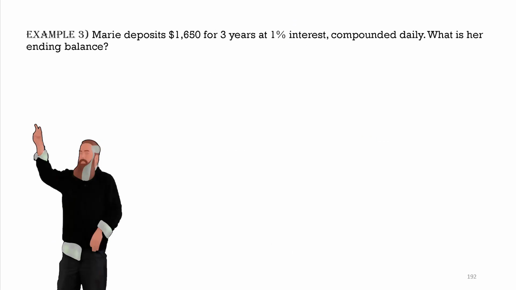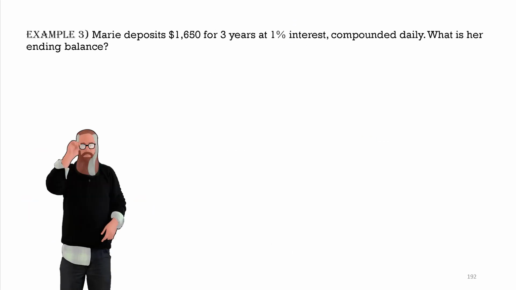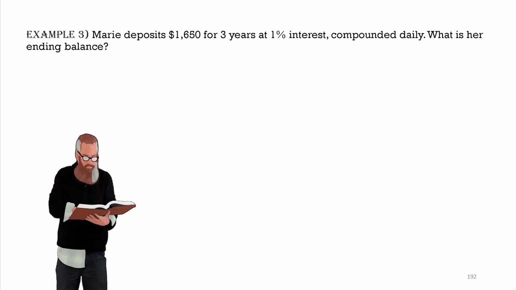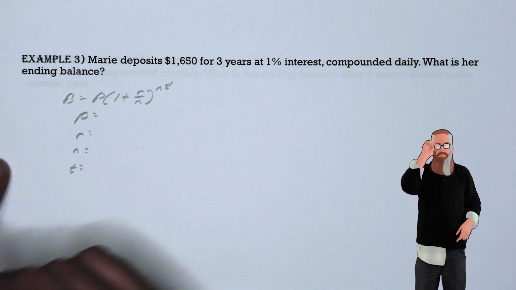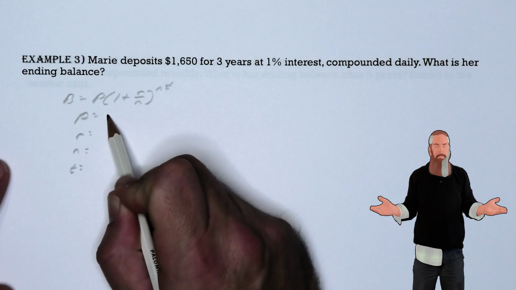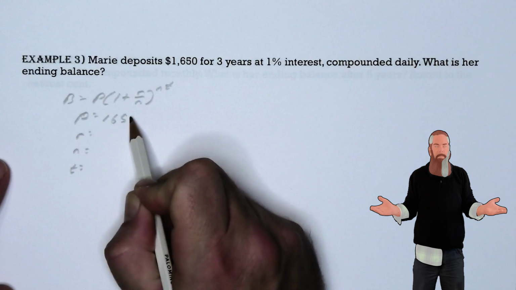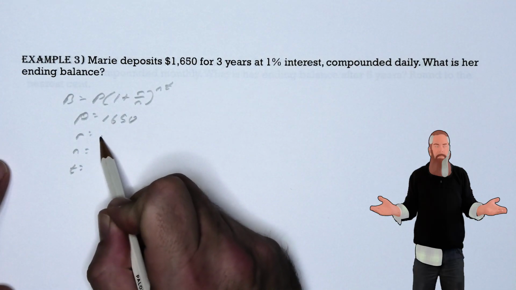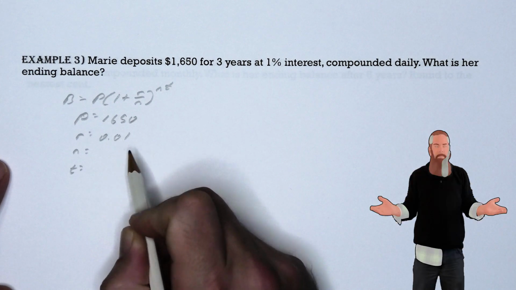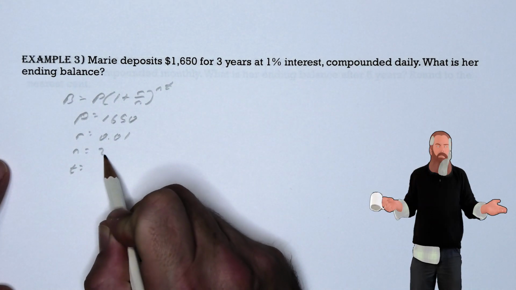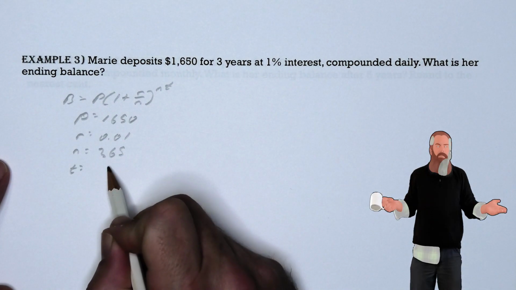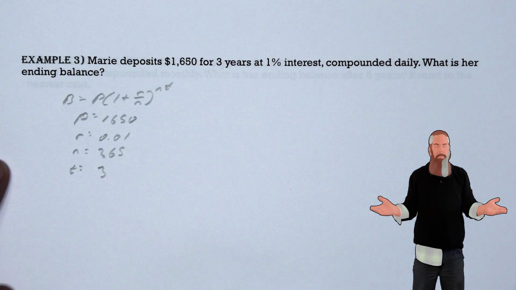Mary deposits $1,650 for 3 years at 1% interest compound daily. What is her ending balance? The first thing we want to do is identify those variables. So her principal amount is $1,650, and her interest rate is 1% expressed as a decimal, where the number of times it compounds is 365, and that'll be for 3 years.